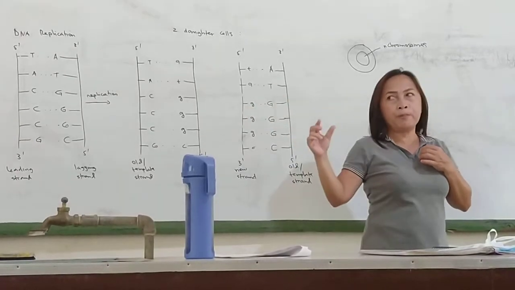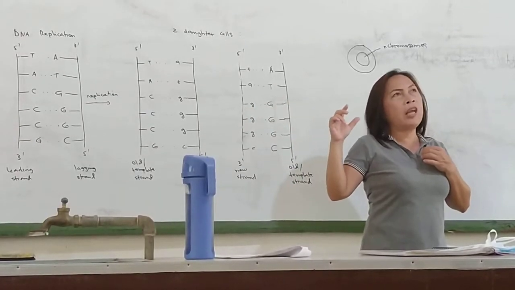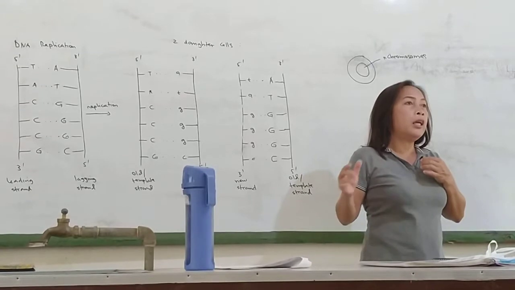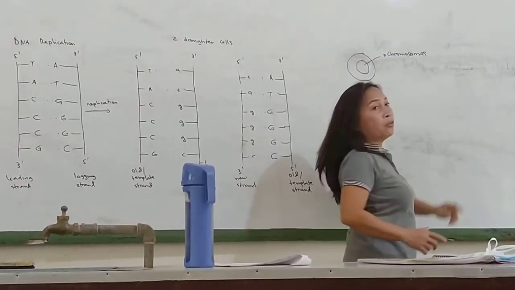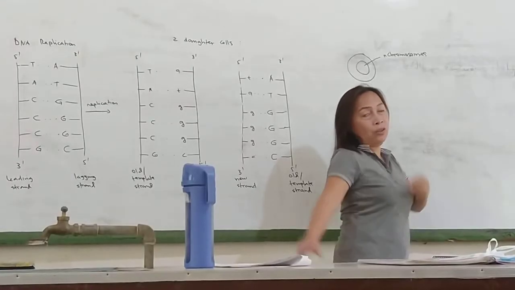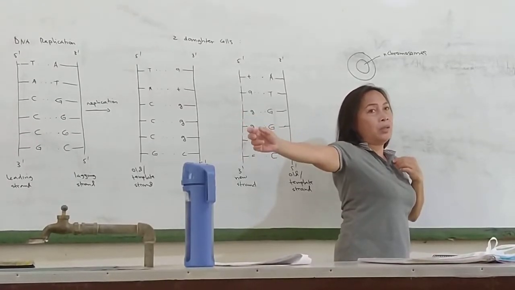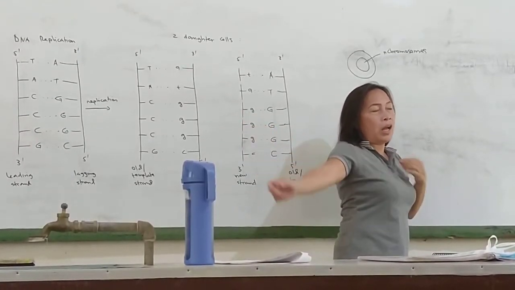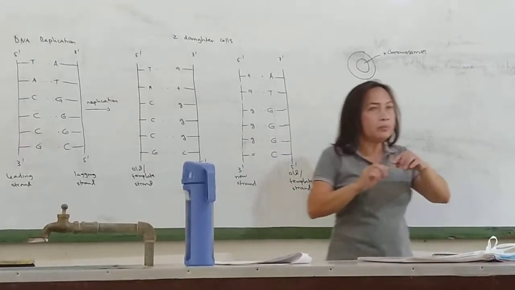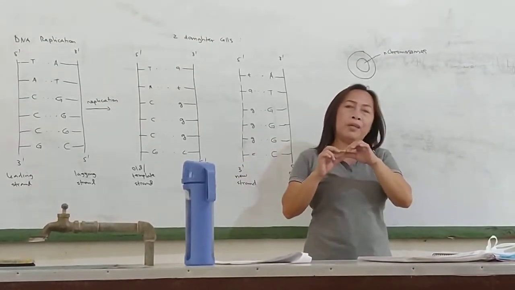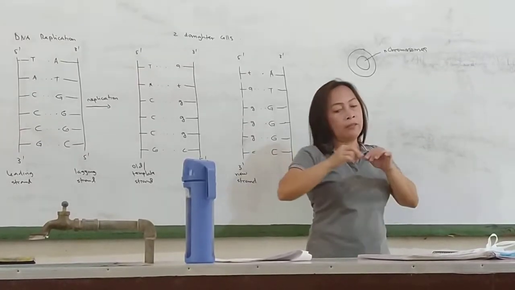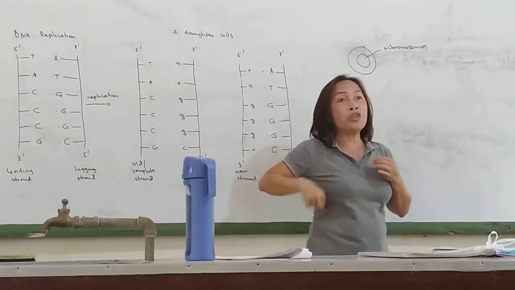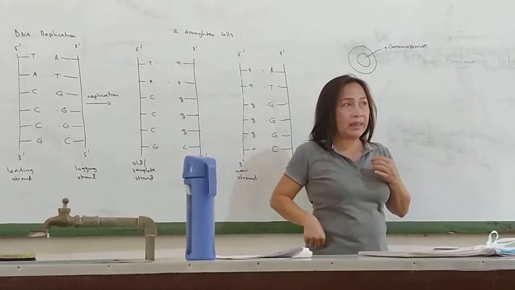And remember, how could it be accommodated in a very small nucleus in a microscopic cell? 2 meters. How could it be? Now, imagine a thread. The thread may be compared to the DNA. Now, how can you place a 2-meter thread in your small packet?